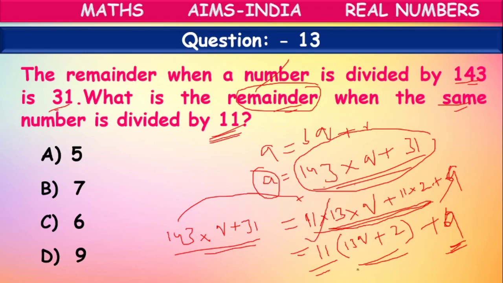So 11 is the divisor. The number or expression which is in the brackets, it is the quotient, and plus 9 is the remainder. So in this way we can find the answer. 9 is the correct answer.